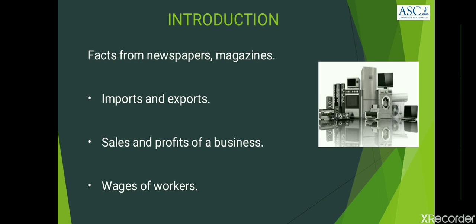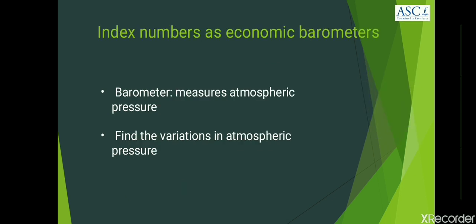All these facts with related details can be converted into useful information by further statistical analysis using different statistical devices. One such statistical device is called index number. Now, we try to learn what are these index numbers, what are their uses, how to construct them, and how to utilize them. To start with, let us know why index numbers are called economic barometers.